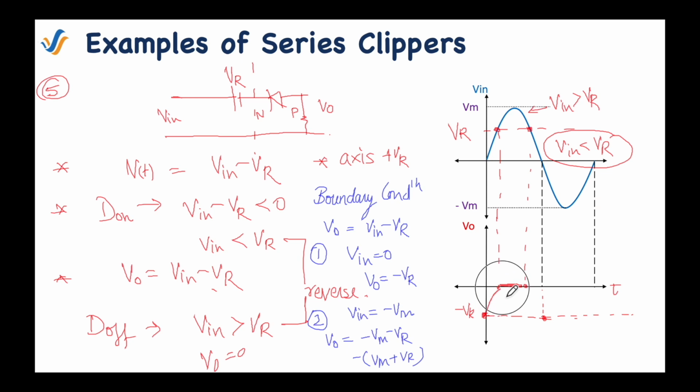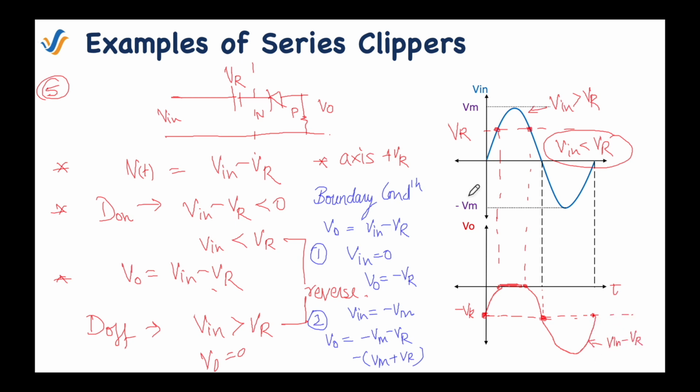So when Vin is equals to 0, V output is minus of VR. तो आउटपुट वेवफॉर्म आपकी ऐसे ड्रॉ होगी. Now when Vin is minus of Vm, so V output is minus Vm minus VR. So this will be like this, and this is our Vin minus VR.